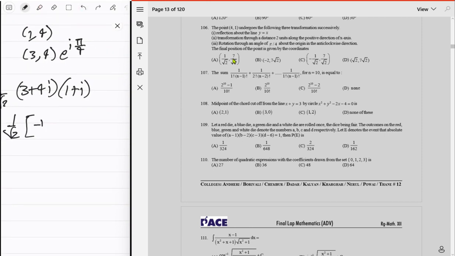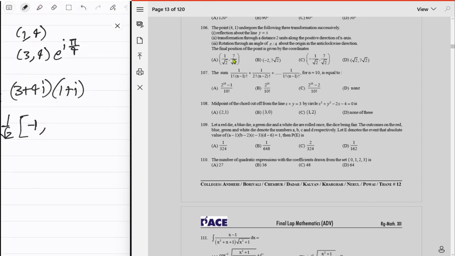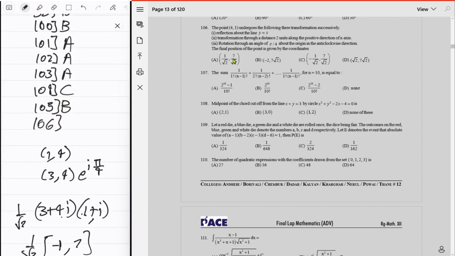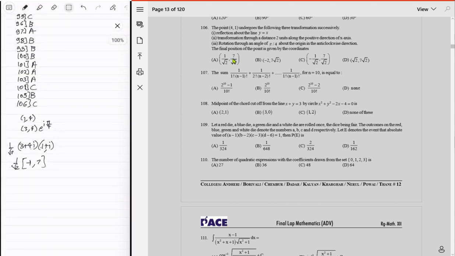And then what will come here? For i, it will be 3 and then 4. Wait, no, like 3. 3i and then 4i. Okay, yeah, which is 7i. So negative 1 comma 7. So negative 1 upon square root 2, 7 upon square root 2, which is C. Next question. 107.